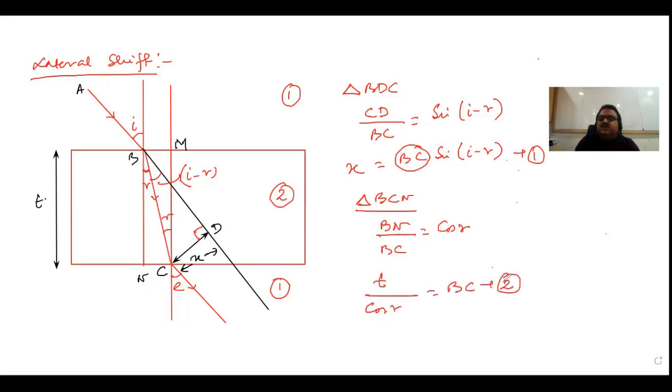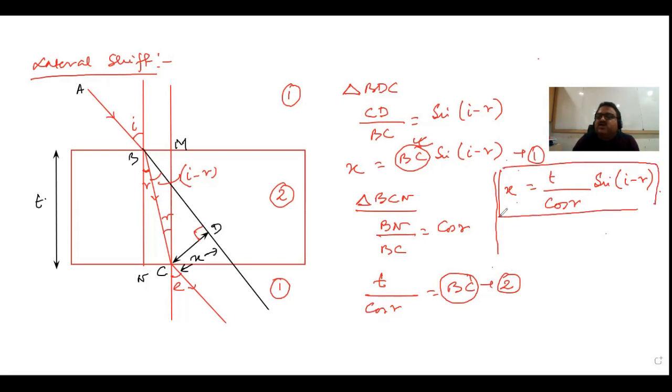Now simple. Now I'm going to put the value of BC from equation 2 in equation 1. If I do that, X is equal to, if I replace this BC by this one, T by cosine of R times sine of I minus R. So this is the relation for the lateral displacement, and you can easily find it if I is known, R is known, and thickness is known.